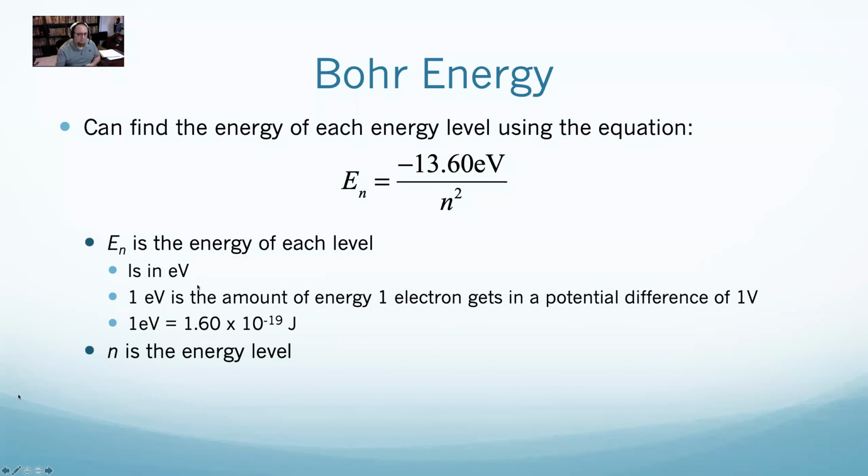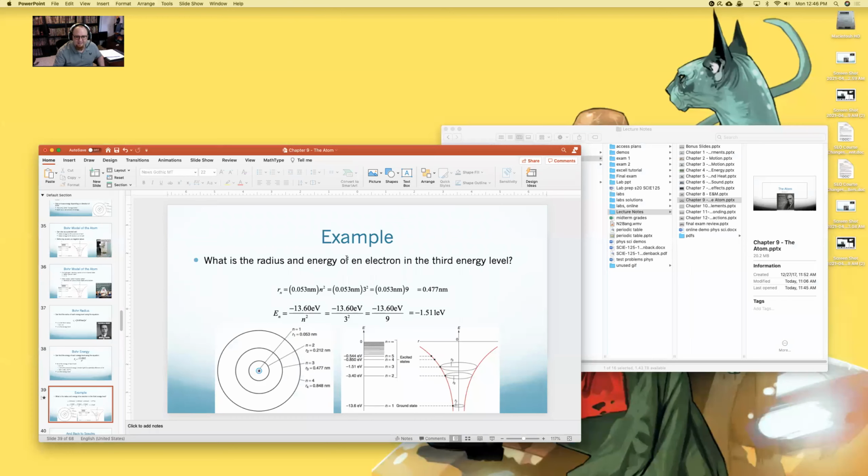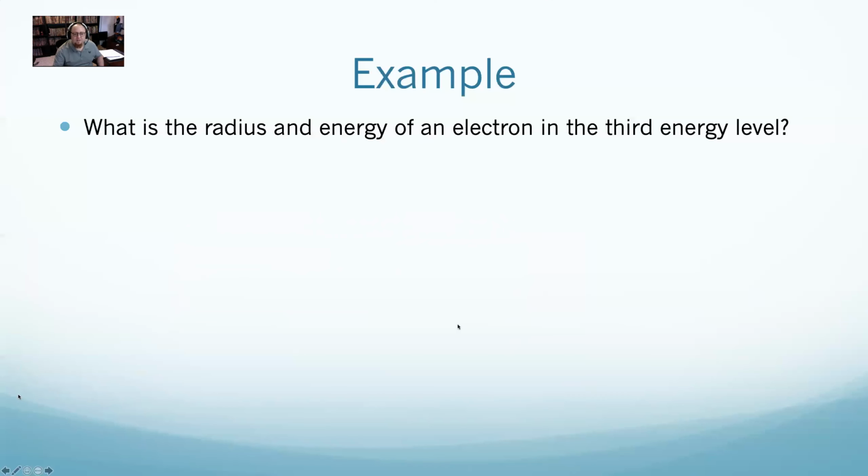Okay, I'm gonna do a quick example problem. So let's say I got an electron in the third energy level of hydrogen. What's its radius? What's its energy level? Oops, sorry, I just noticed that says an n of an electron. If you want to know its radius and its energy level, radius is 0.053 nanometers times n squared.